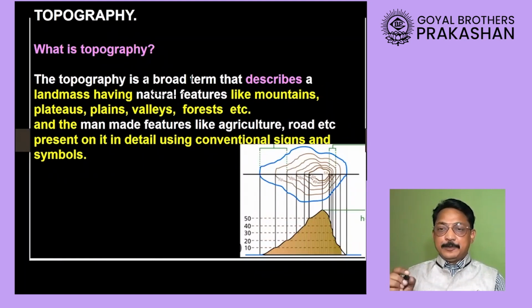So a topography map shows the land, and on this land which physical features are present, which naturally occurring features are present, and the landmass on which man-made features are present. So such a map is called a topography map. So a topography map describes landmass with respect to naturally occurring features and with respect to man-made features.